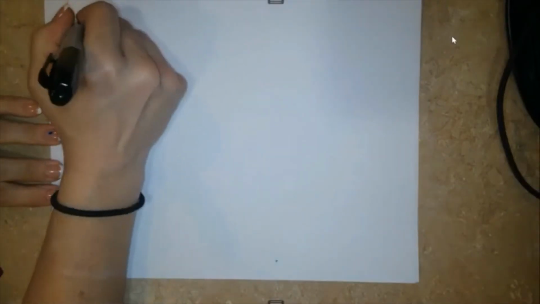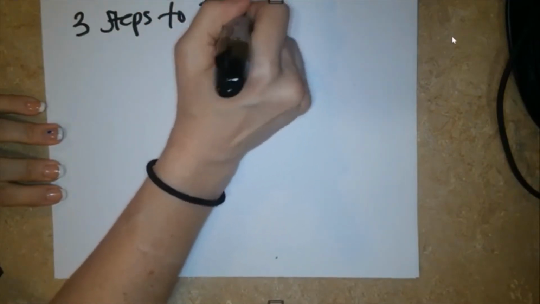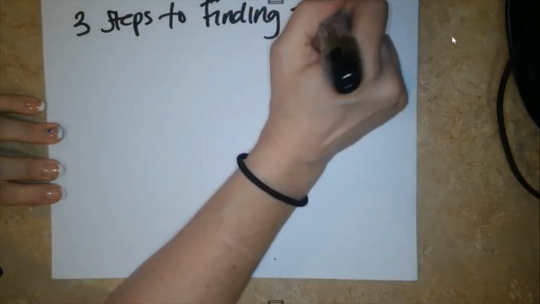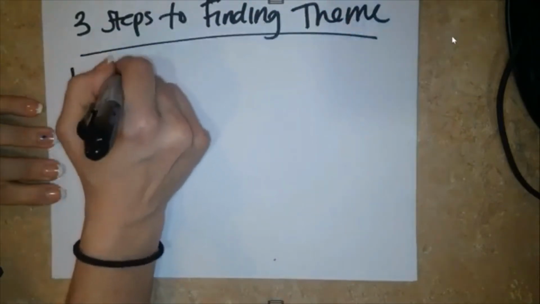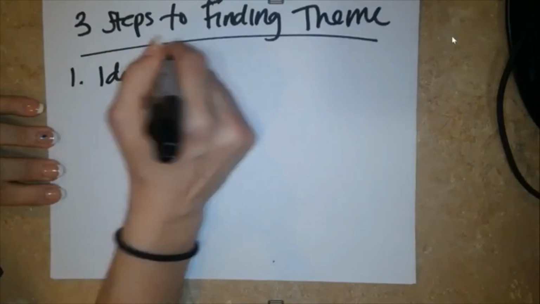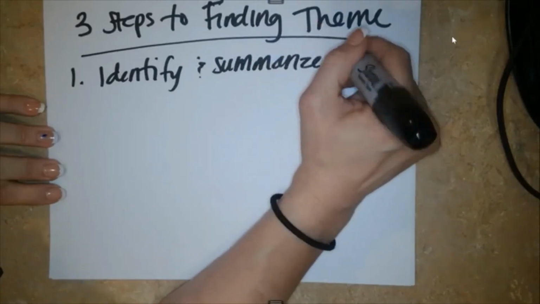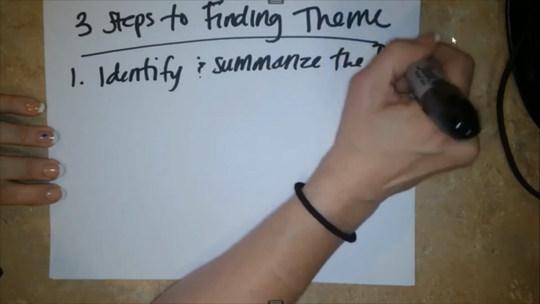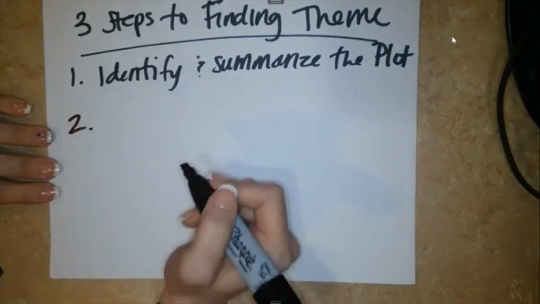So let's just go over our 3-step process one more time. Make a little list here so we know what we're doing. So we have our 3 steps for finding theme. The first step is you identify and summarize the plot. You might just do the summarizing in your head, as long as you identify what it is and you know that you found it and you understand it.